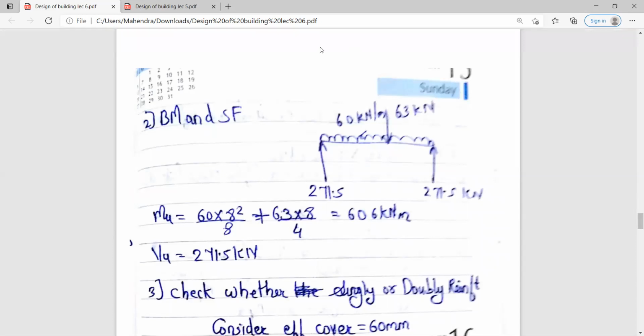I think we are running short of time, so we will see this bending moment and shear force calculation as well as the detailing for this particular sum in the next lecture.